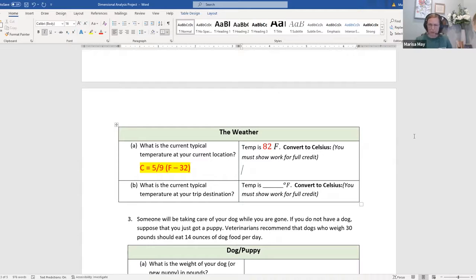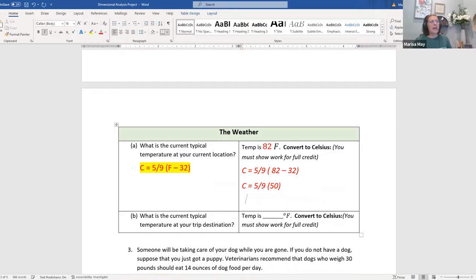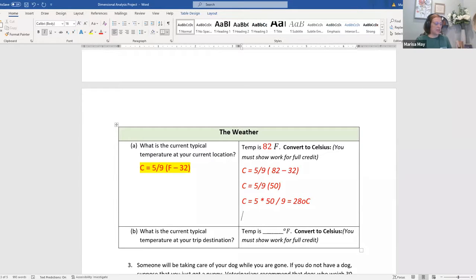So I'm going to make my substitution here. I'm going to take 5/9, then parentheses 82 minus 32. Now in the parentheses, 82 minus 32 is 50. And I'm going to type that in my calculator, 5 times 50 divided by 9. I am going to round to the nearest degree. So I got 28 degrees Celsius. And I'm just going to put a note to myself, nearest degree.